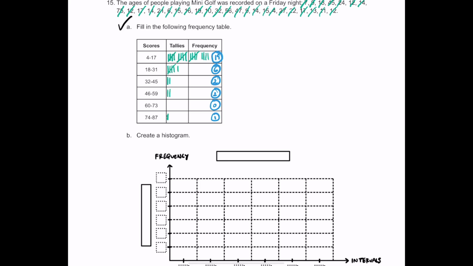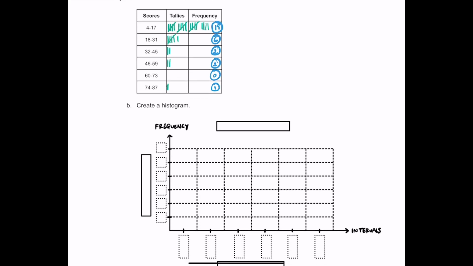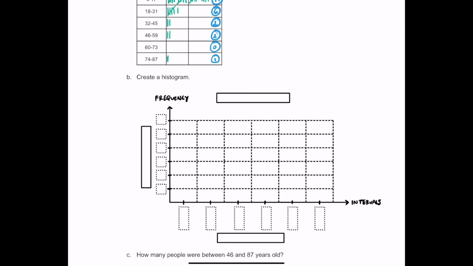Part A. Let's make our histogram. We want a title, so let's call this Mini Golf Ages. For the intervals, this is going to be age ranges. And this is going to be number of people, or number of golfers, along the y-axis. This will be our frequency, okay?